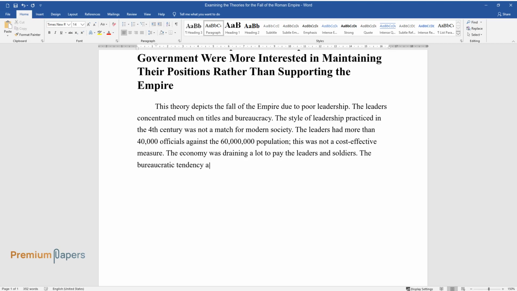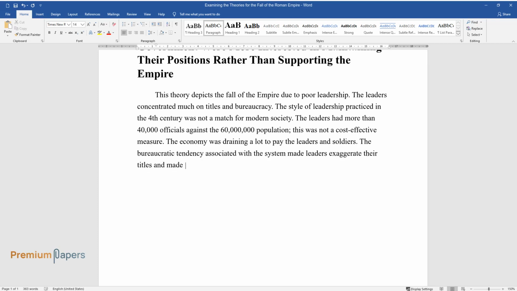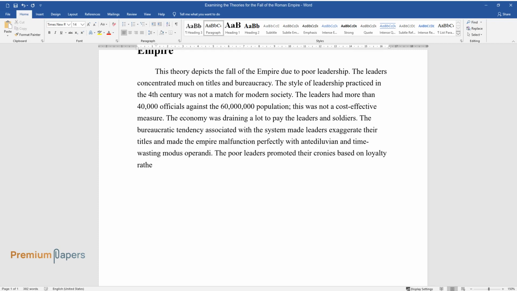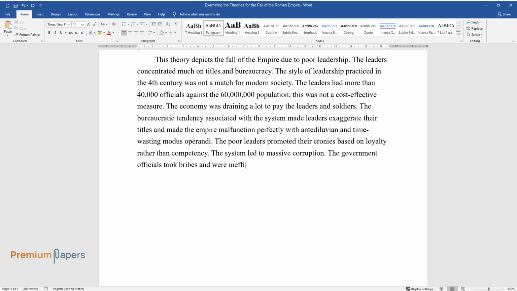The bureaucratic tendency associated with the system made leaders exaggerate their titles and made the empire malfunction with antediluvian and time-wasting modus operandi. The poor leaders promoted their cronies based on loyalty rather than competency. The system led to massive corruption. The government officials took bribes and were inefficient in their service delivery.